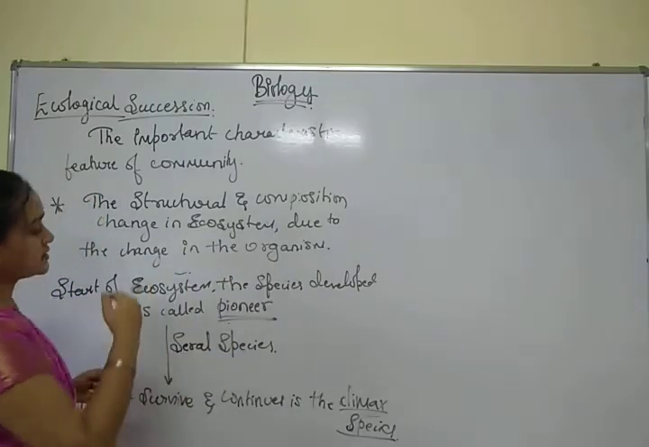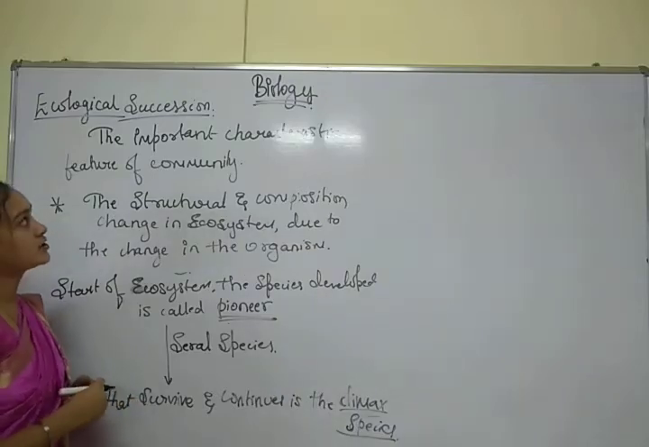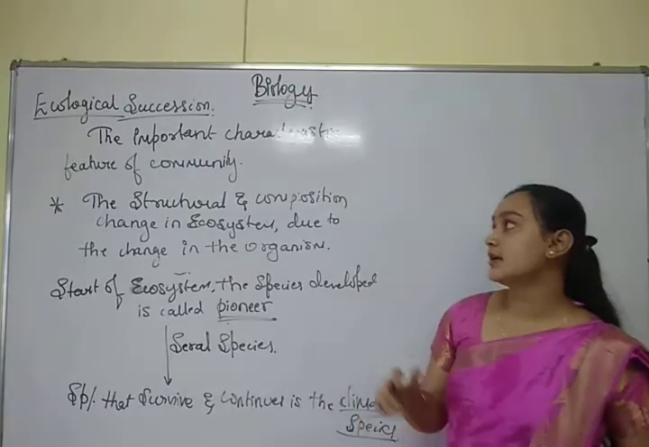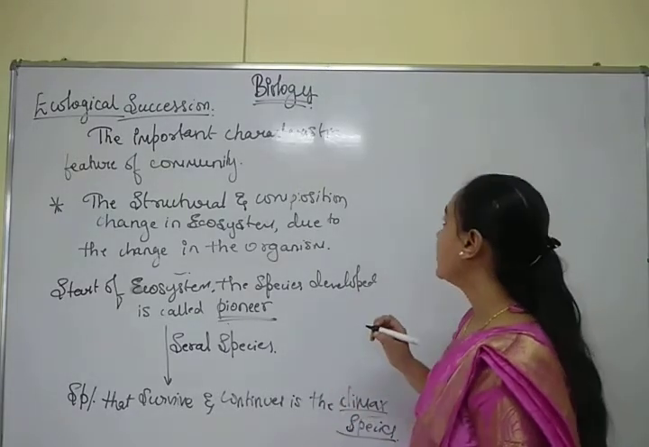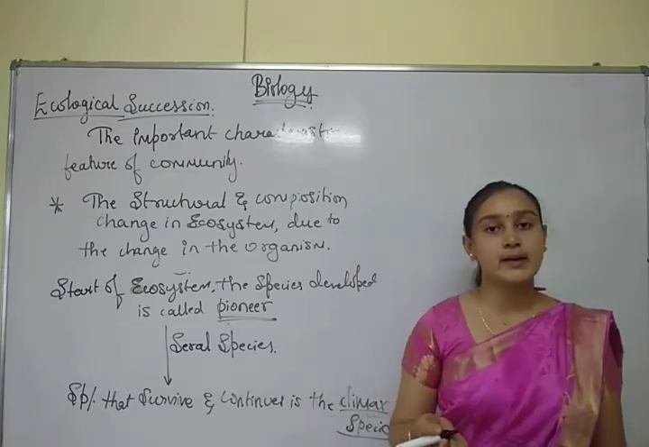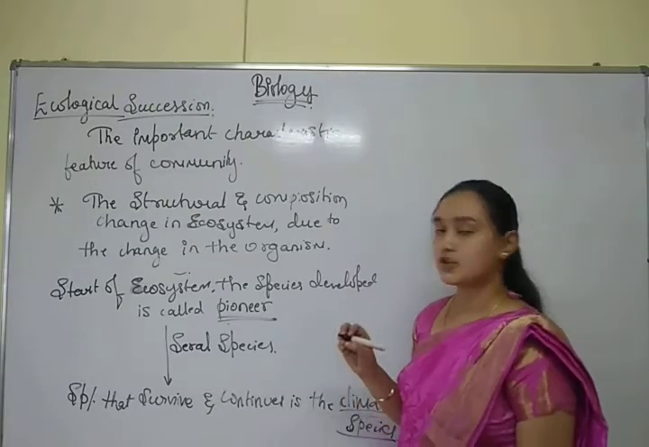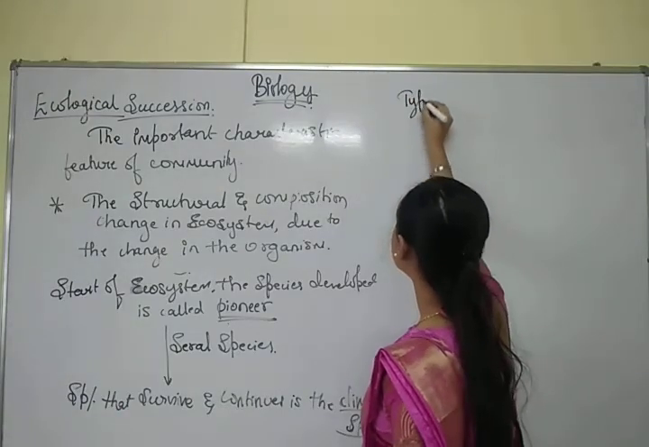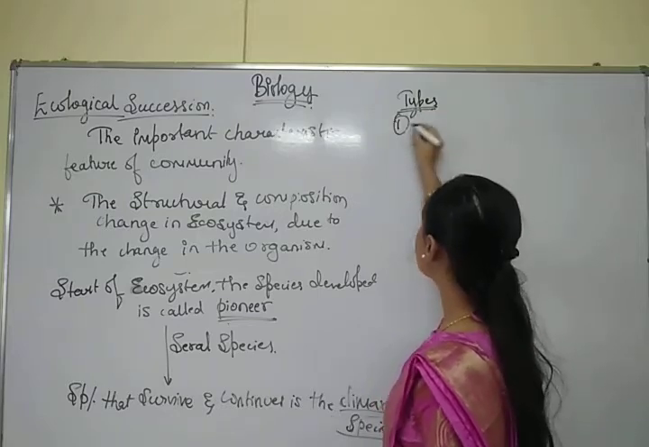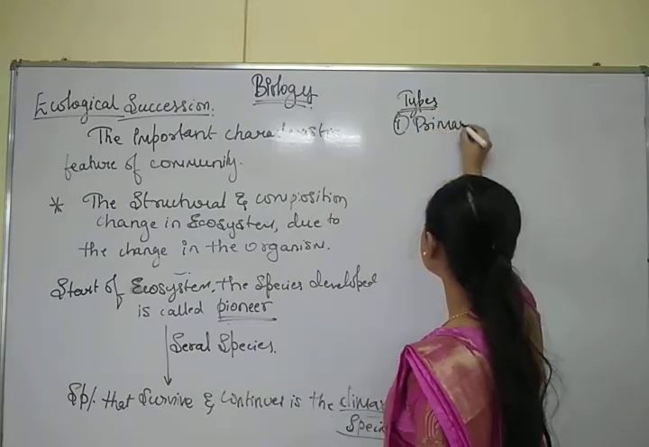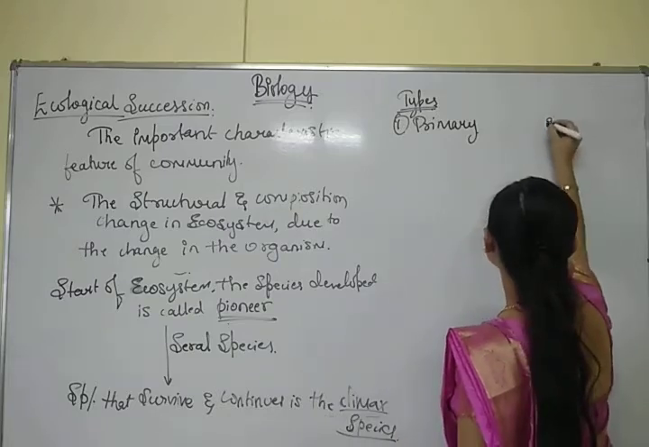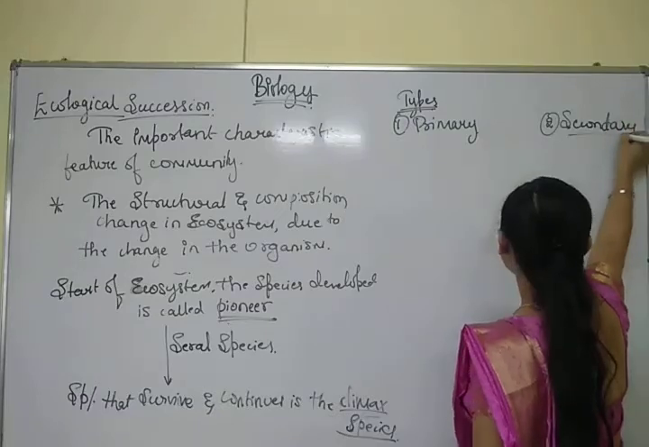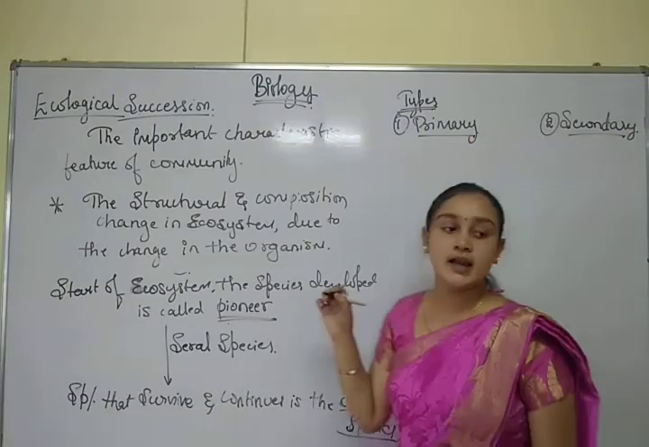So this was a general introduction of ecological succession. In ecological succession there are two major types. One is primary and the other is secondary ecological succession. Primary and secondary ecological succession.